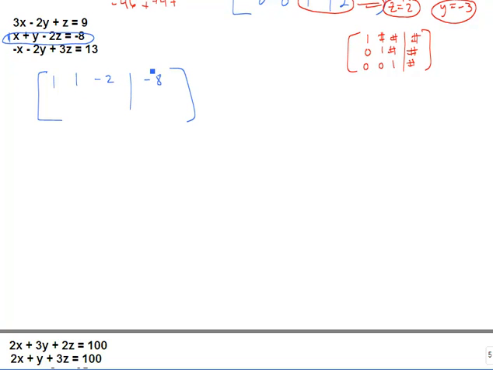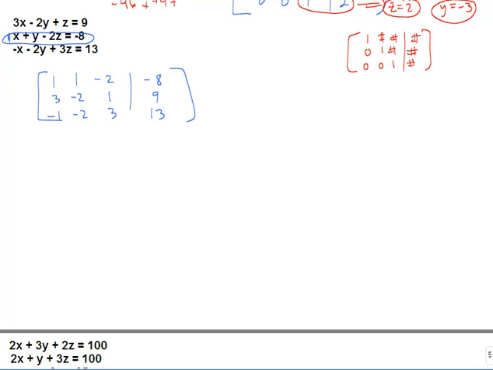And then for my second row, I'll just use the top one here, 3, negative 2, 1, and 9. And the bottom equation is negative 1, negative 2, 3, and 13. So we already have the 1 in that upper left corner. I should be able to get these two numbers below into zeros. So let's work on that 3 first.